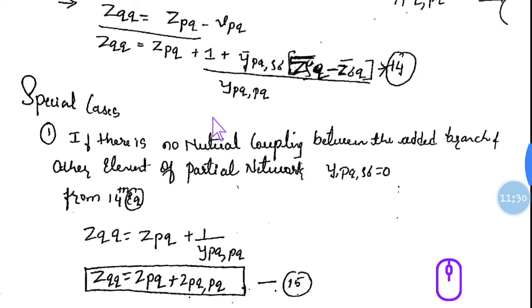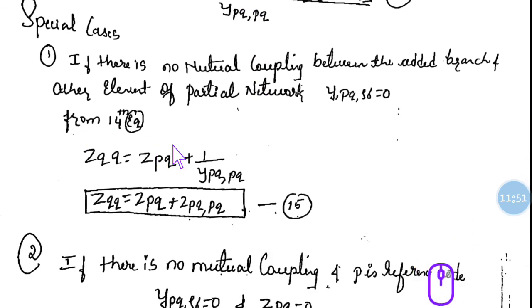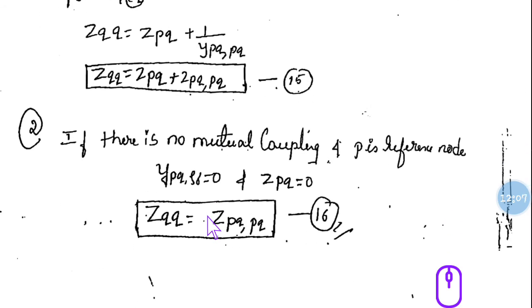Again you find here two cases. With no mutual coupling, no reference: if there is no reference, ZPQ will remain as it is, the P node will be as it is. And with no mutual coupling, YPQ comma rho sigma will be 0. If this is 0, 1 by YPQ comma PQ remains. 1 by YPQ comma PQ will be ZPQ comma PQ. This is for addition of branch, no mutual coupling, no reference, for the diagonal value. Same thing you have to write for no mutual coupling with reference.